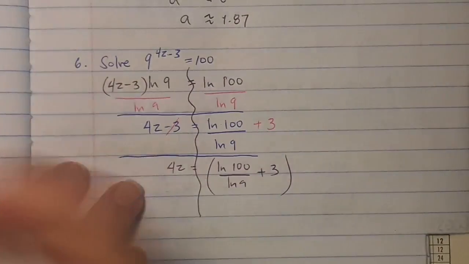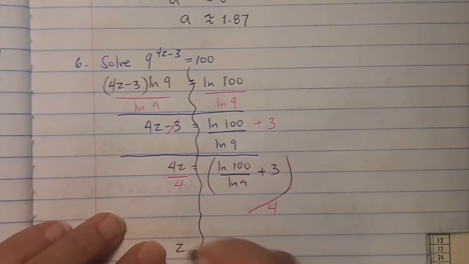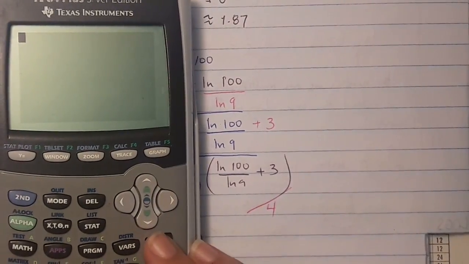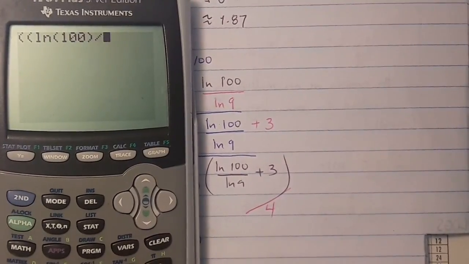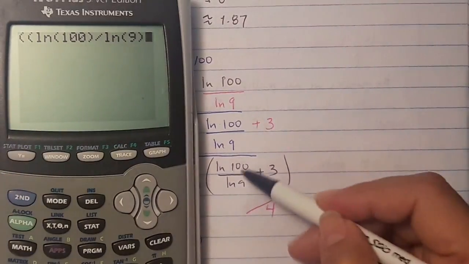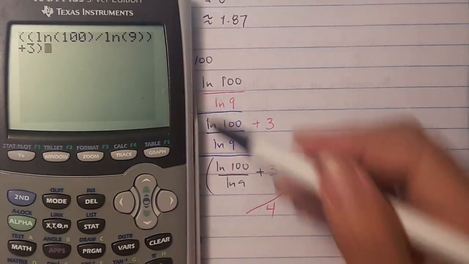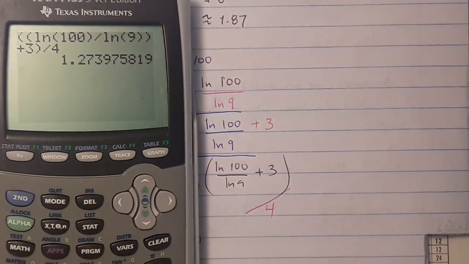Then my final step is just to divide that by 4. Z is roughly equal to, put it in the calculator. Now you have to be careful to use parentheses. So we wanted to do the whole top first, then divide it by 4. So I'm going to open 2 parentheses, put log of 100 over log of 9, close the parentheses. I'm telling the calculator to do that bit first. Then once it's done doing that bit, I want it to add 3, then close the parentheses so it can do that first, and then divide it by 4. And you're going to get that.